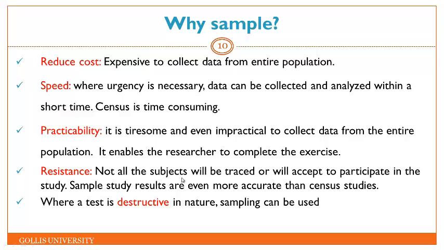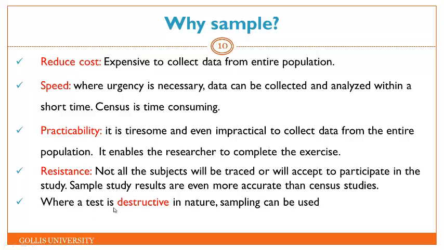Because sometimes even when you decide to use a census, meaning that you're going to collect data from every individual, you find that some participants might resist taking part in the study, and therefore it will affect your final results. But when we use sampling, we find that the results we get are even more accurate than the census studies.